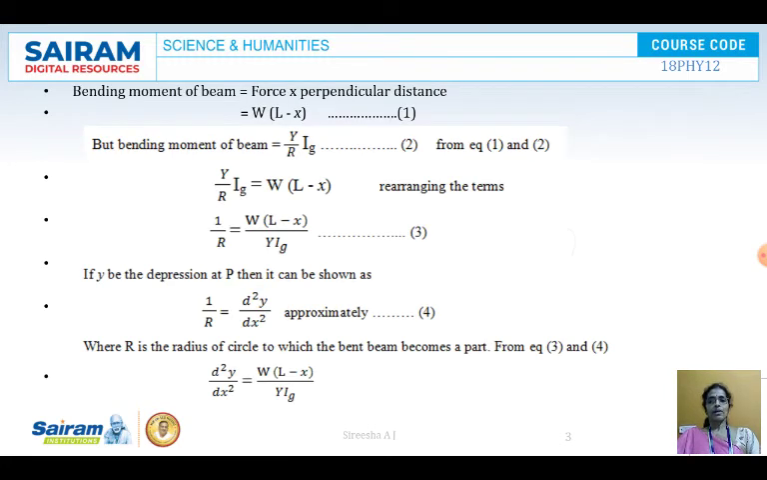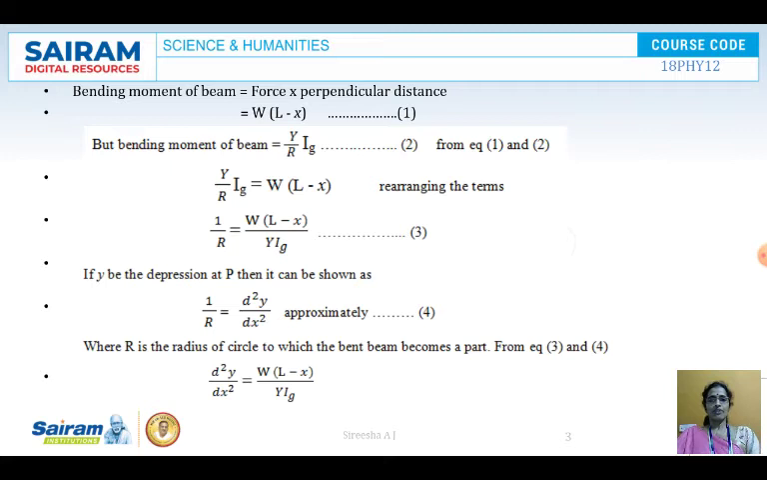Now the bending moment of a beam, we know, is force into perpendicular distance. Force into perpendicular distance, that is W into L minus x. As per the diagram, the perpendicular distance is L minus x and the force is W. But the bending moment of a beam is Y by R into Ig. We have seen in the previous derivation that the bending moment of a beam is nothing but Y by R into Ig, which is equation 2.